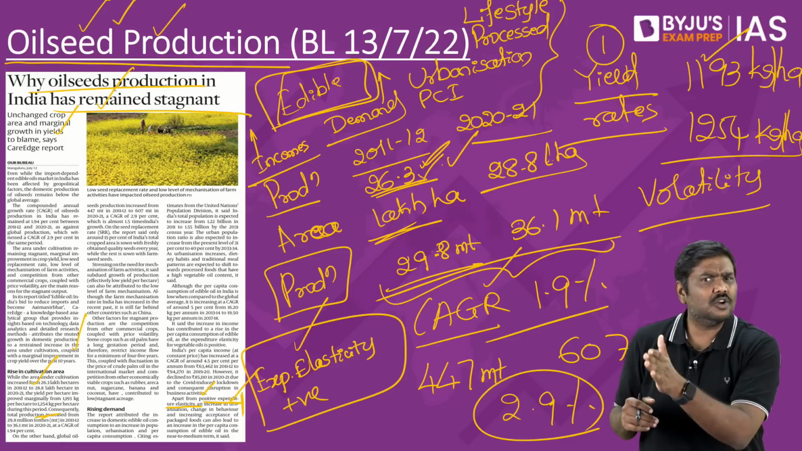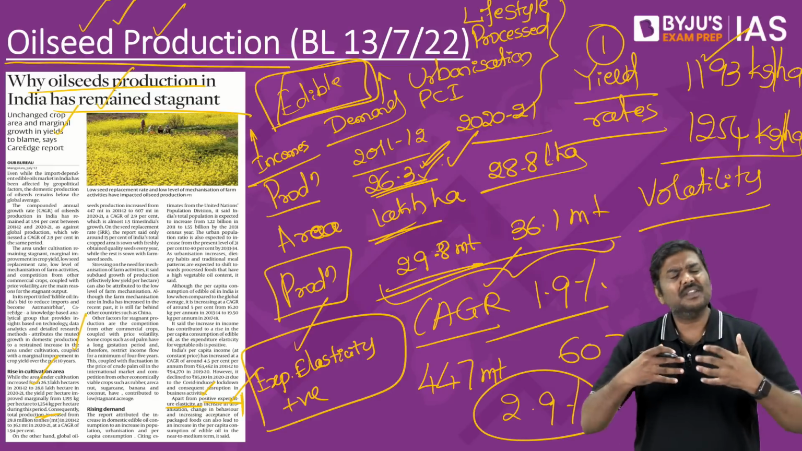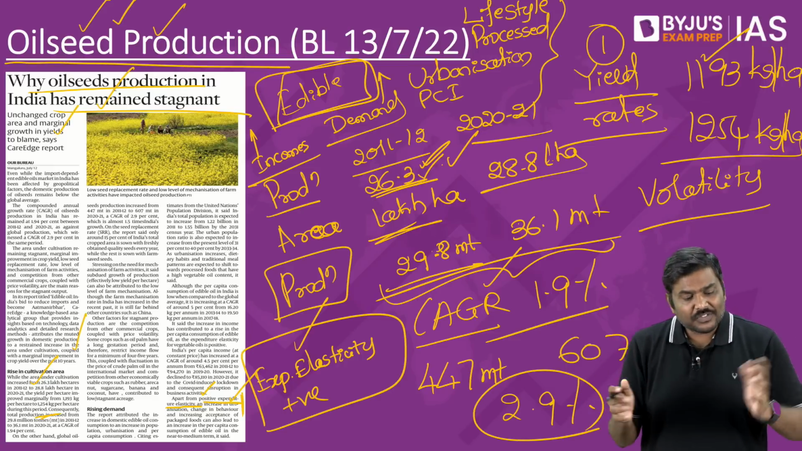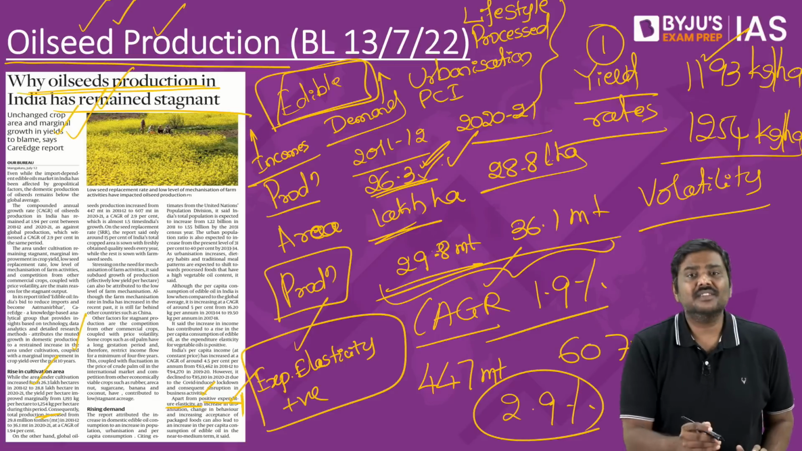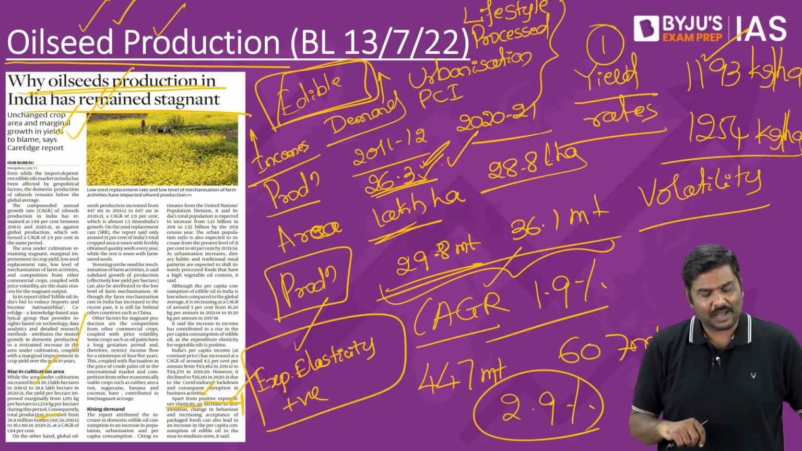Whereas there are other crops which are much more competitive. I can get the returns on my investment much sooner. So because of all of these particular reasons, the article simply says that the oilseed production in India has remained stagnant compared to the global market.